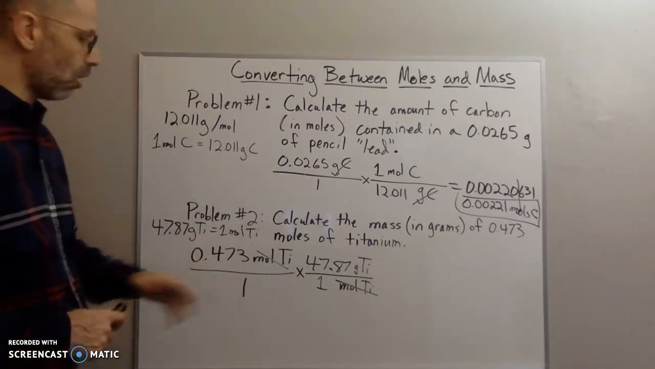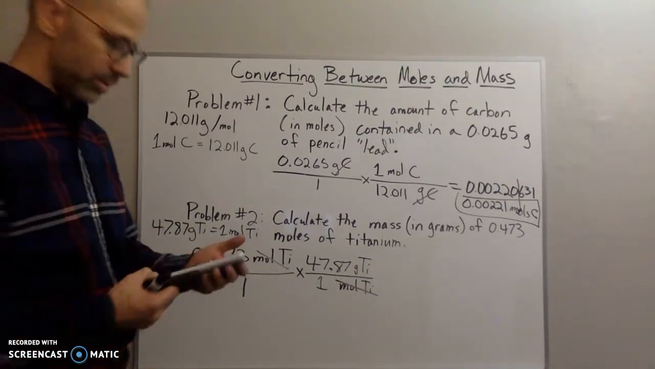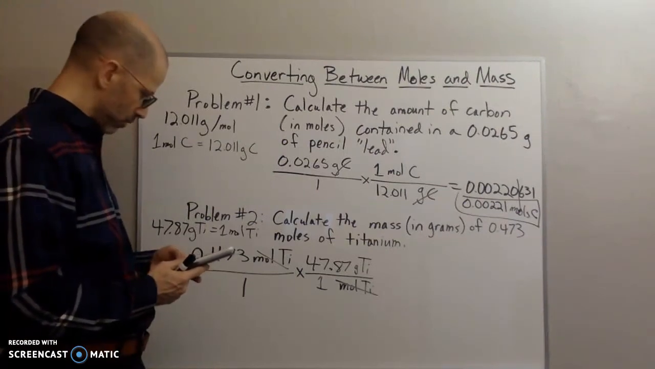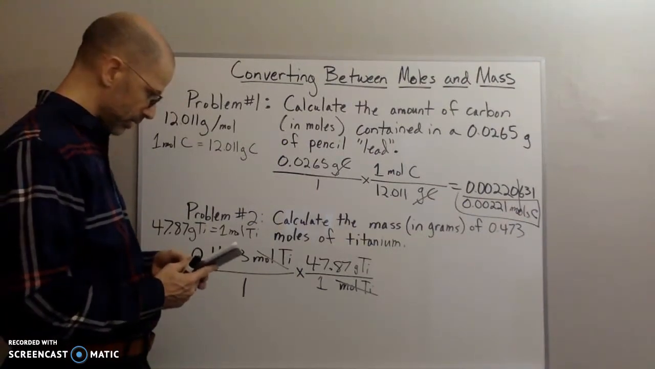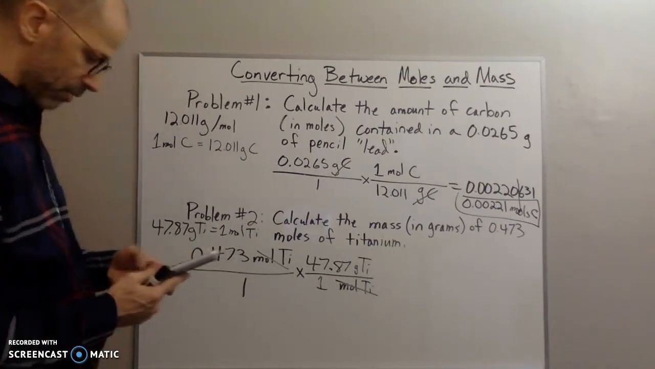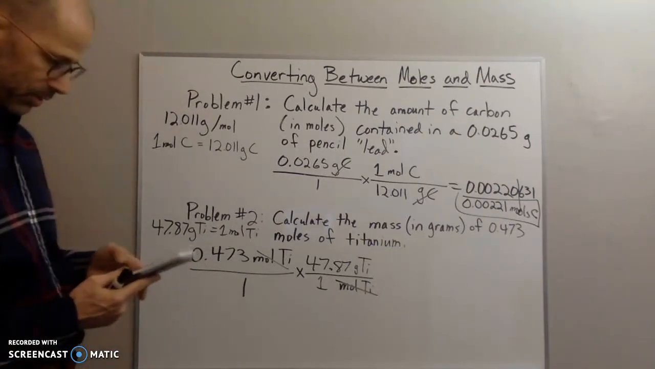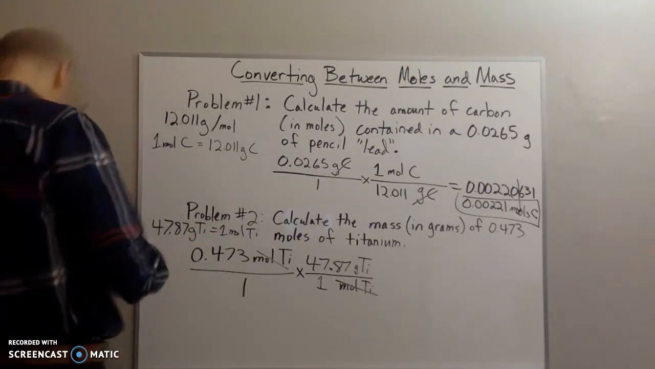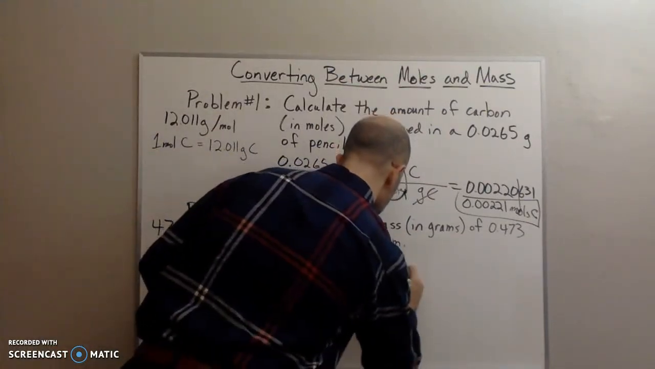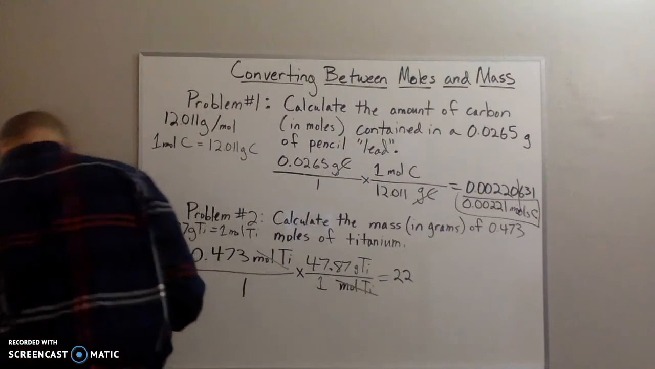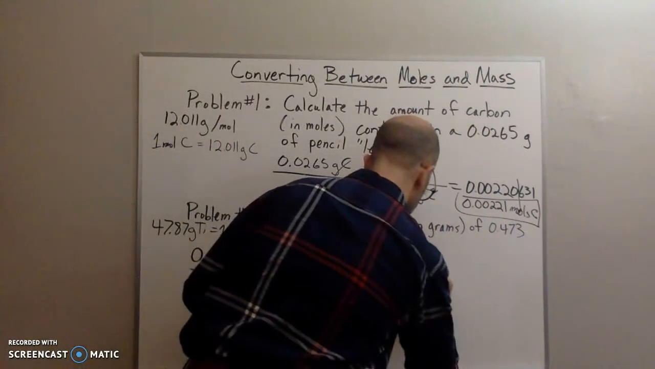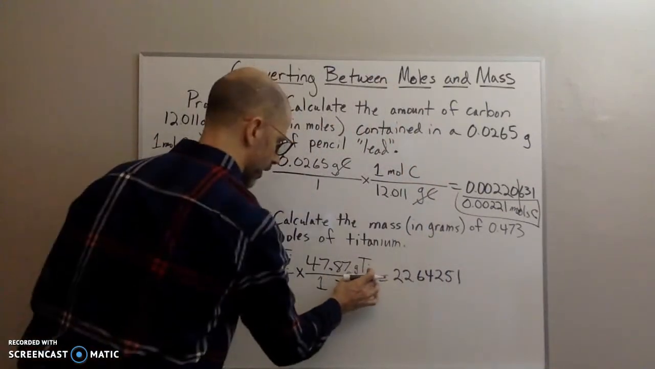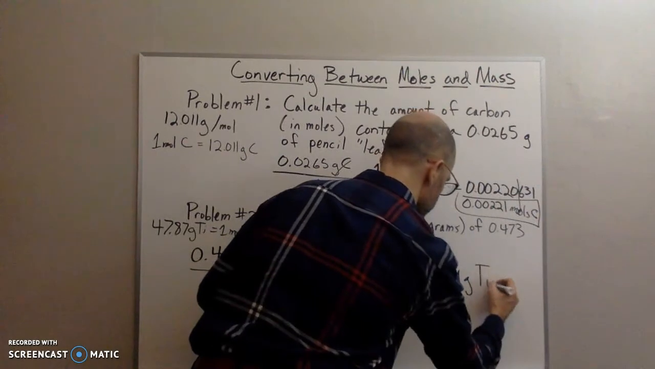Now all I need to do is use my calculator. So once again, 0.473 times 47.87 equals, and I get 22.64251, and that's going to be grams of titanium.